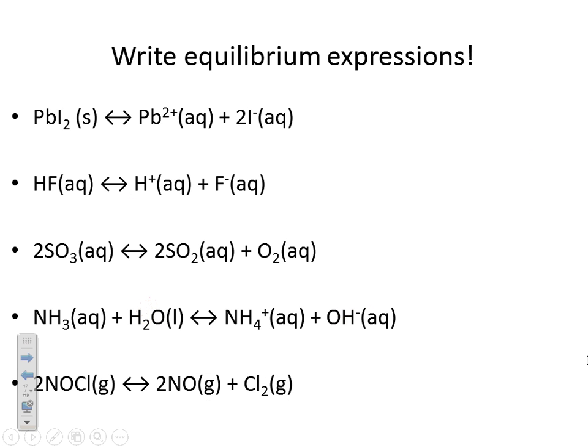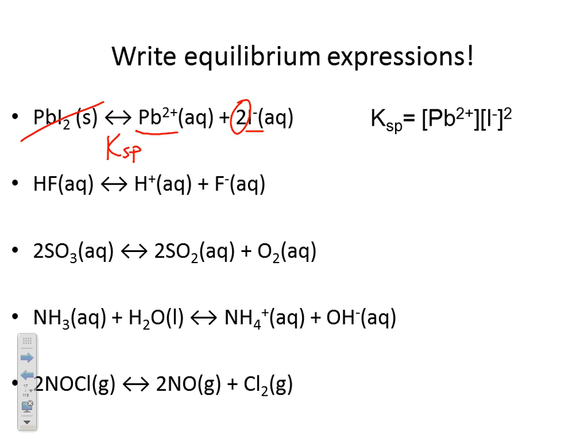So just some practice writing equilibrium expressions. PbI2 goes to Pb2+ plus 2I-. This would be a Ksp. Because we have a solid dissociating into ions, and I'm not going to include the solid in the expression, so products over reactants raised to their coefficient. So it's going to be the Pb2+ times the I- squared, and that's it. So I'm not including that solid.